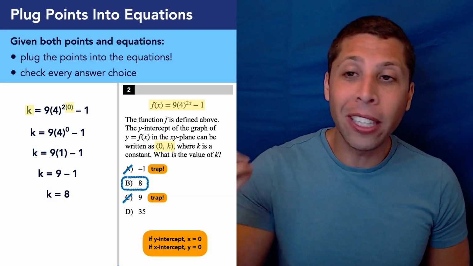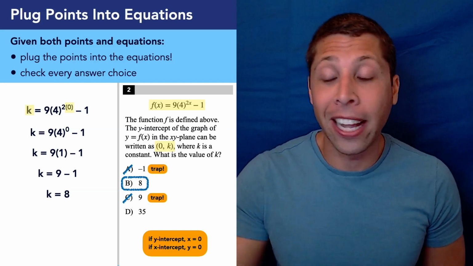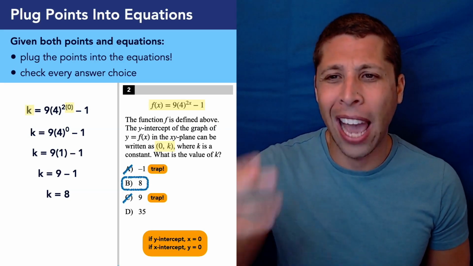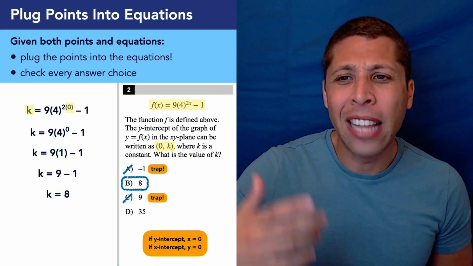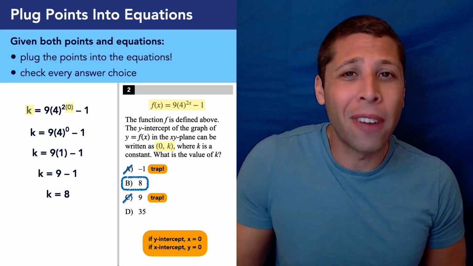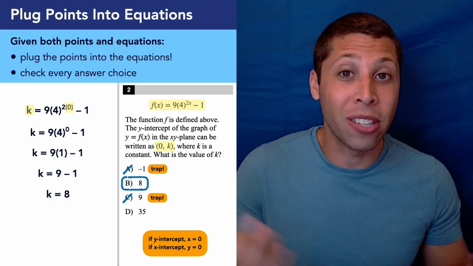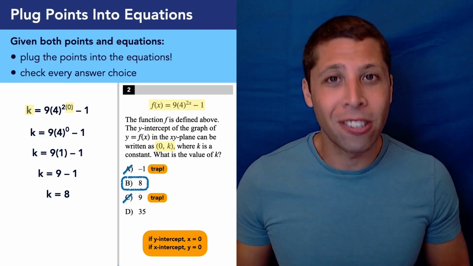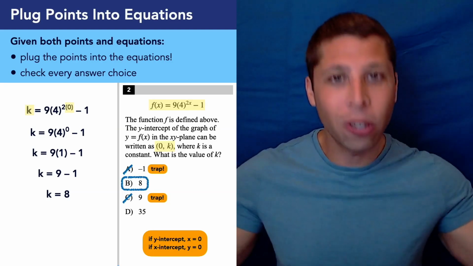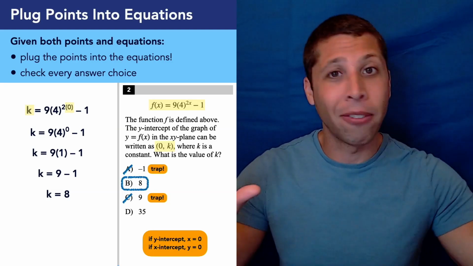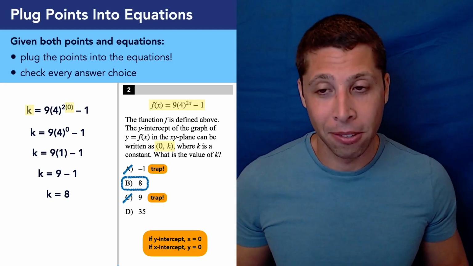And notice it didn't really matter all the other math jargon that came up in this question, right? k is a constant, it's in the xy-plane, f is defined above. All this stuff doesn't really matter for us solving the question. It's just there to make you scared. And so plug points into equations is another way of just being like, ignore those details. We have a point, we have an equation, plug it in and see what happens.